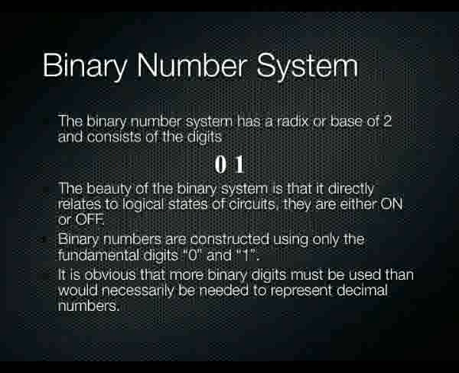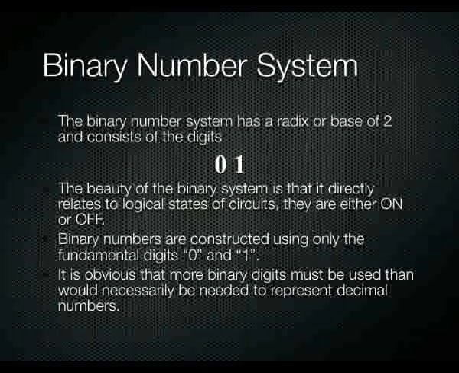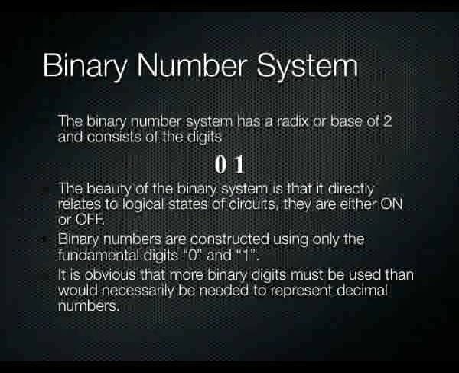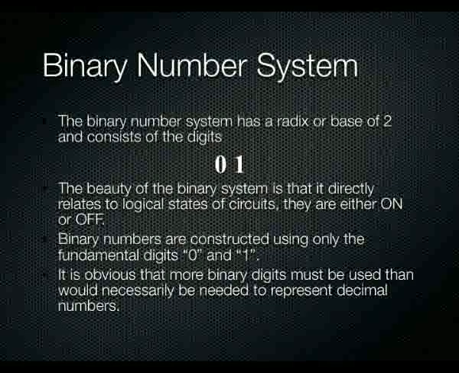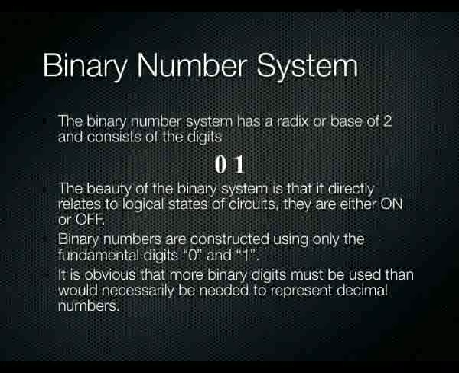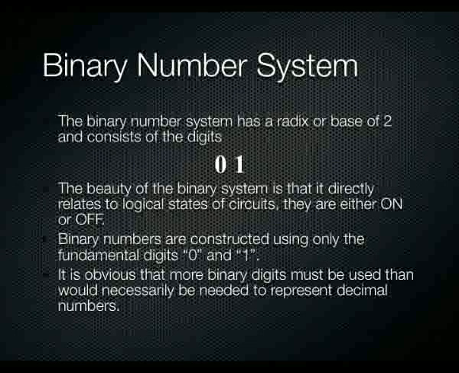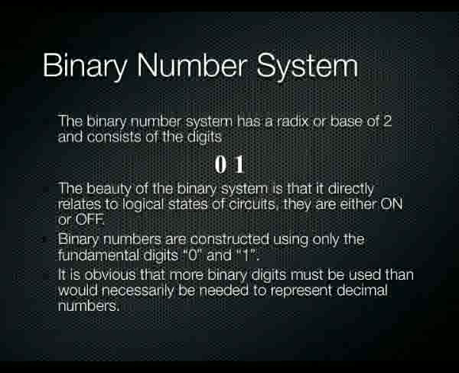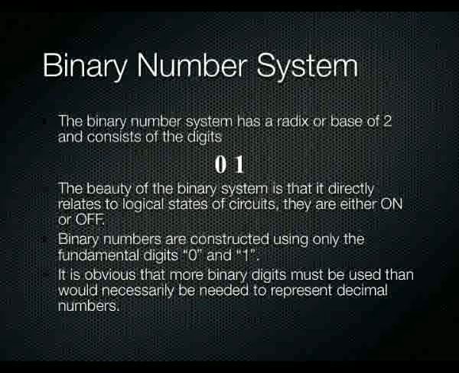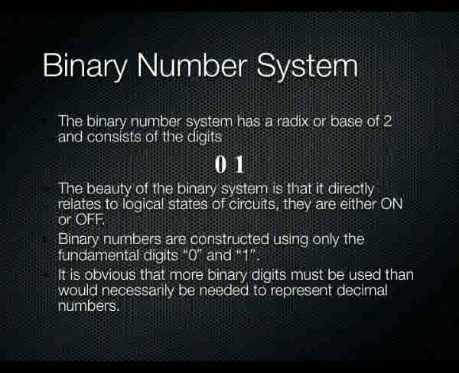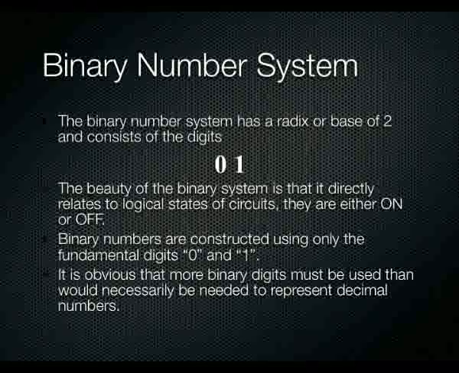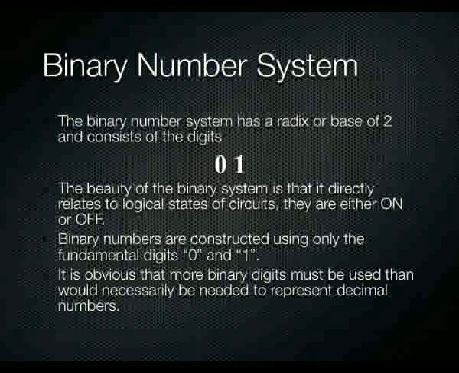Okay, so the next numbering system that we use in computers is in fact the binary numbering system. The binary numbering system has a radix of 2. So therefore we have only 2 fundamental digits. This is 0 and 1. The beauty of the binary numbering system is the fact that these 2 digits, 0 and 1, can be easily represented inside the electrical system of a computer.